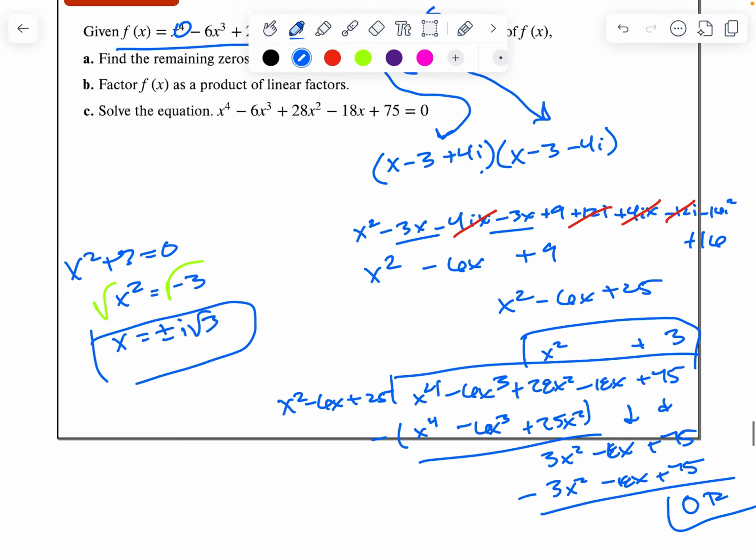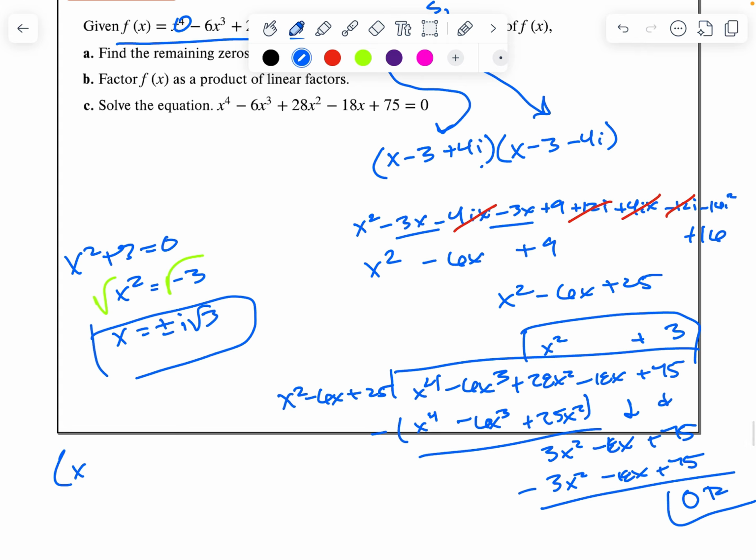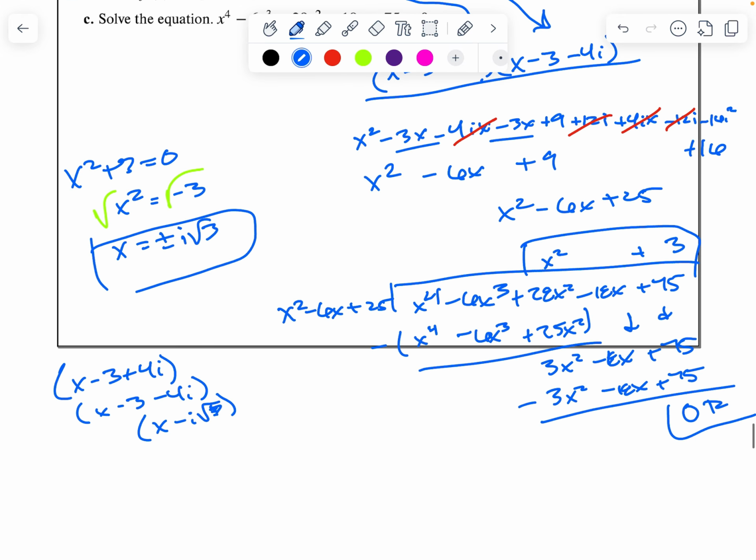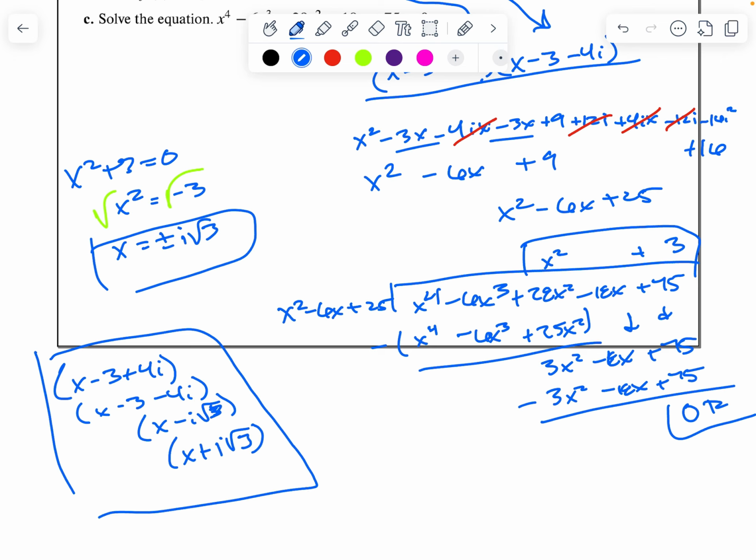Write it as a product of linear factors. That would be the same as x plus 3. I'm sorry, I need to go back here. These are my first two factors. x minus 3 plus 4i. x minus 3 minus 4i. x minus i square root 3. x plus i square root 3. I just ran out of paper here, but these are my 4 factors, right? Those are the 4 factors that go with those solutions.